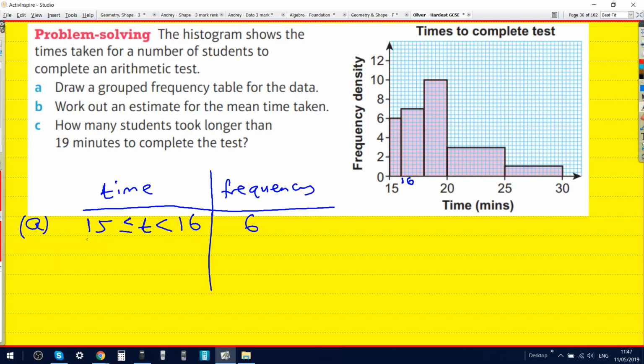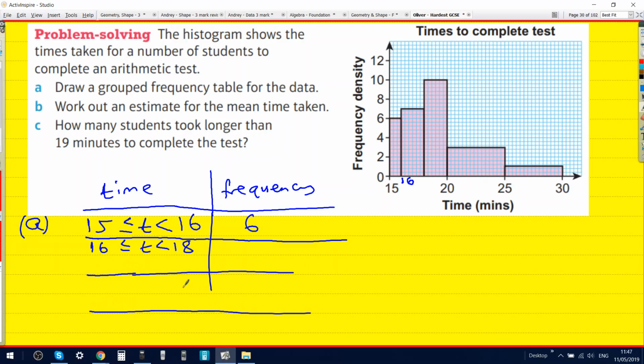And then the next one would probably be like 16 to 18. And 18 to 21. So it'd be 2 times 7, which is 14. And then 2 times 10 is 20. And then 5 times 3 is 15. And then 5 times 1 is 5.